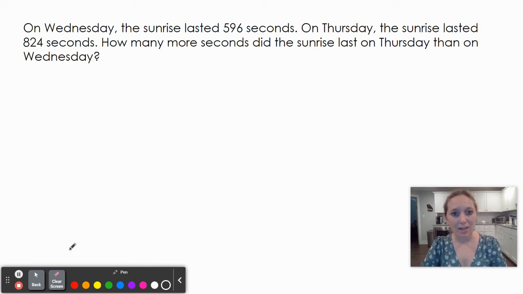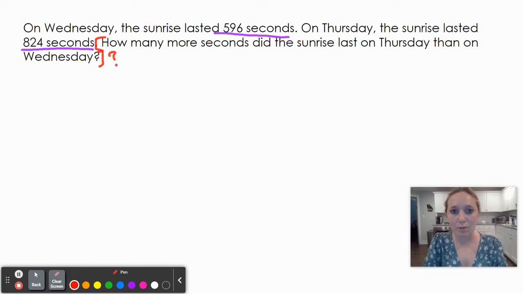On Wednesday, the sunrise lasted 596 seconds. On Thursday, the sunrise lasted 824 seconds. How many more seconds did the sunrise last on Thursday than on Wednesday? So let's think. What do we know? Well, we know that the sunrise lasted 596 seconds on Wednesday, and we know that it lasted 824 seconds on Thursday. Now, what are we trying to figure out? What is our unknown? How many more seconds did the sunrise last on Thursday than on Wednesday? That is what we are trying to solve for.